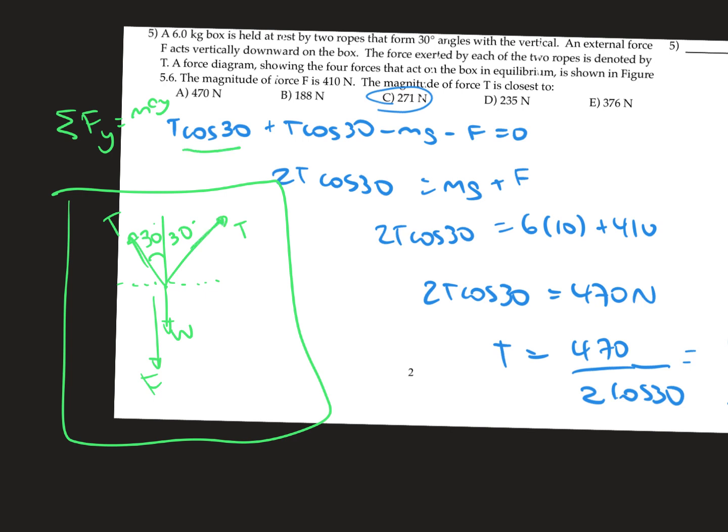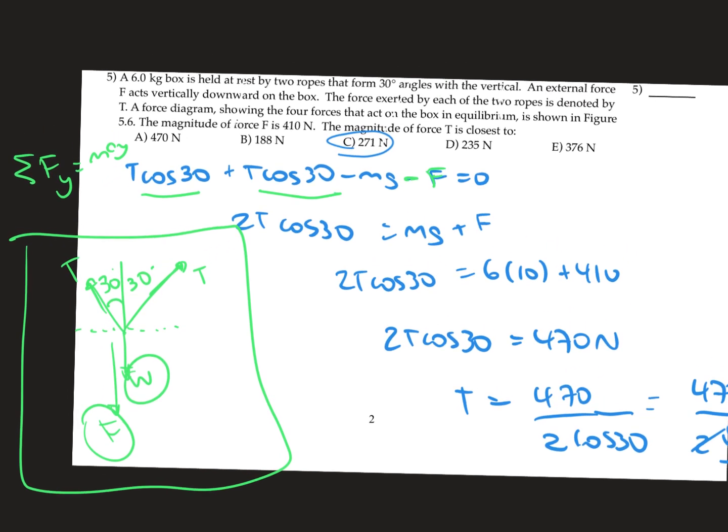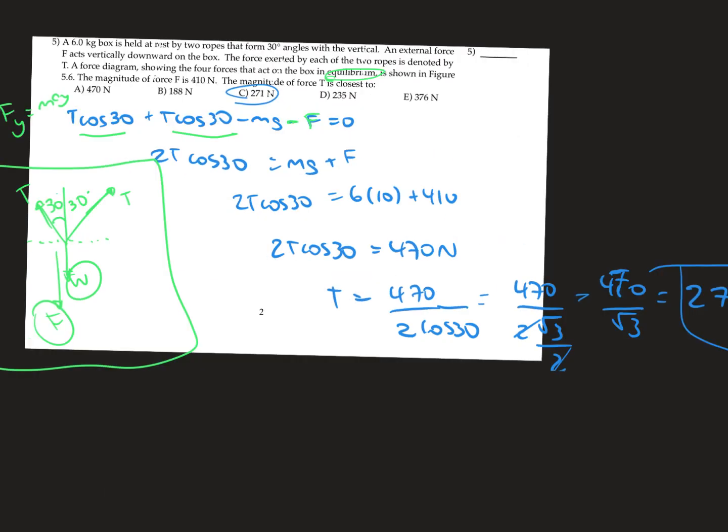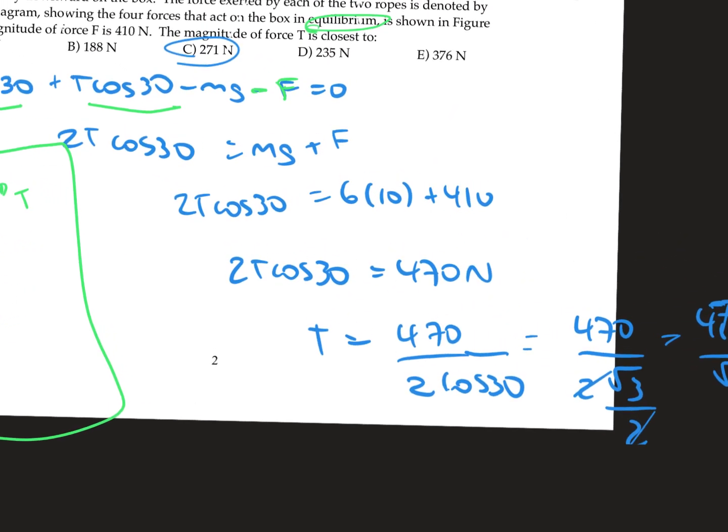So it's going to be T cosine 30 plus T cosine 30 minus the weight, which is located right here, is denoted as mg, and minus the force, which is represented right here. All is going to be equal to 0 as they're giving us this information right here. The box is in equilibrium. Therefore, we just do some algebra.